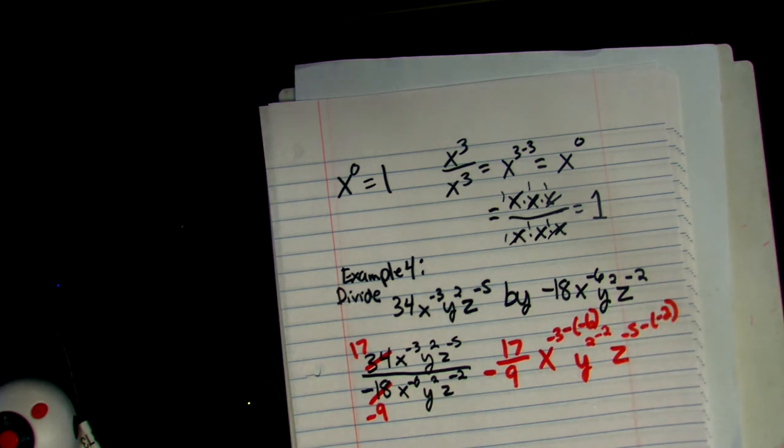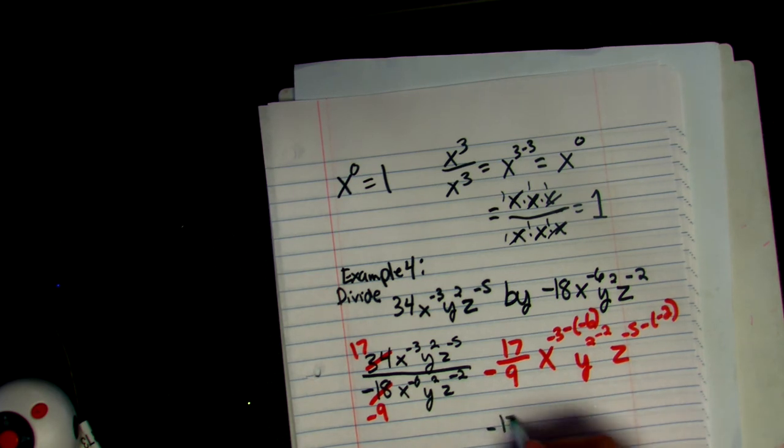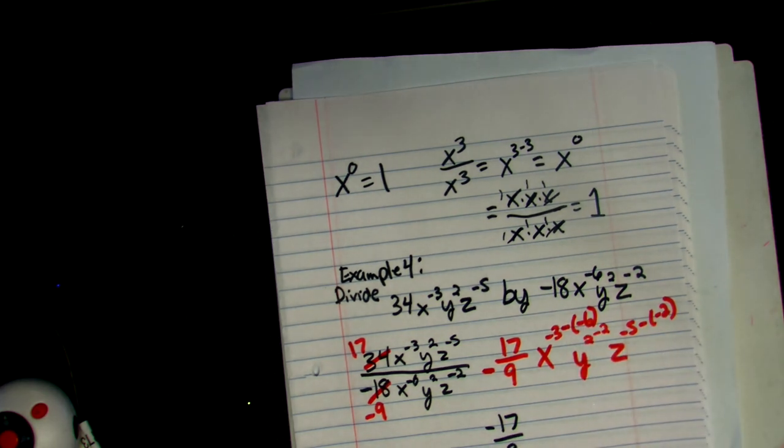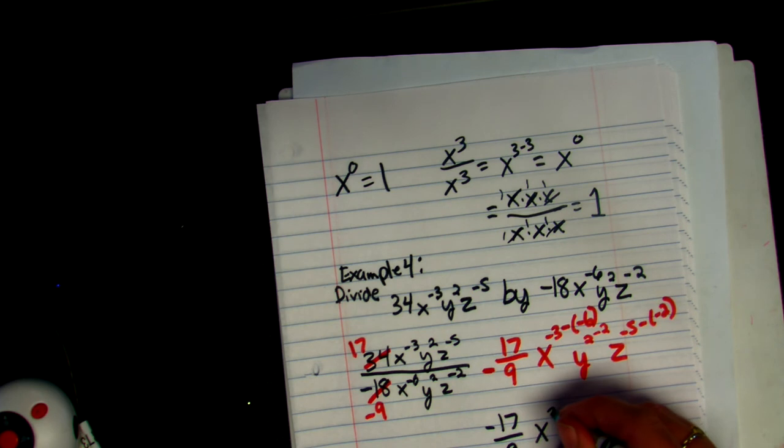So this is where integers come into play, right? Because if I have negative 3 minus negative 6, that's the same as saying negative 3 plus 6. And if I have negative 3 plus 6, then that means that my answer is 3. So it would be x to the 3rd.